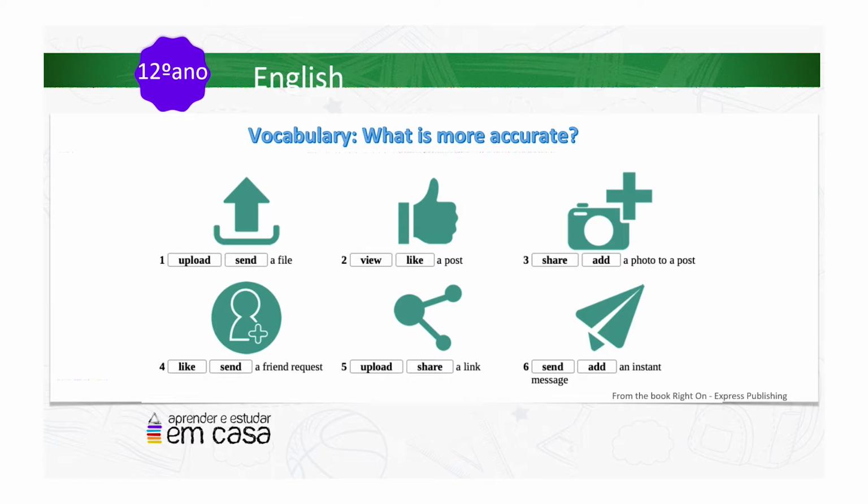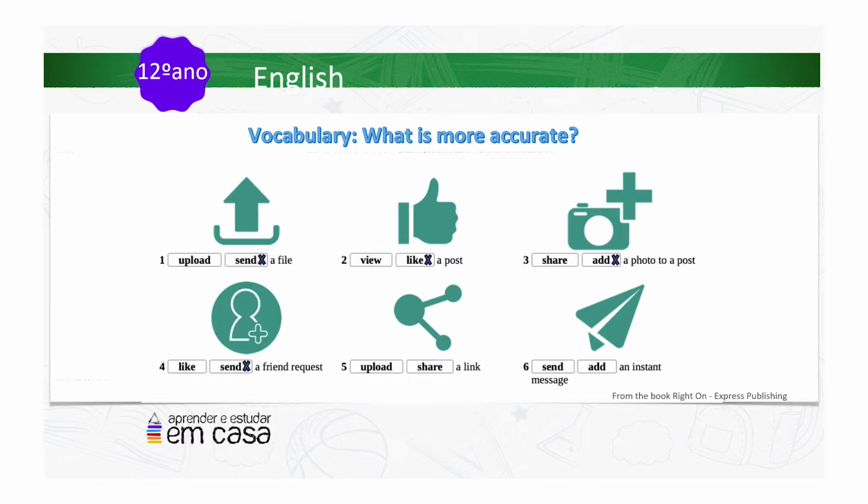What does this symbol mean? This means, yes, I upload a file. And what does that symbol here mean? I view a post or I like a post. Exactly. I like a post. And what do you think? Share a photo to a post or add a photo to a post? Add a photo to a post. And here, like a friend request or send a friend request. Send a friend request.